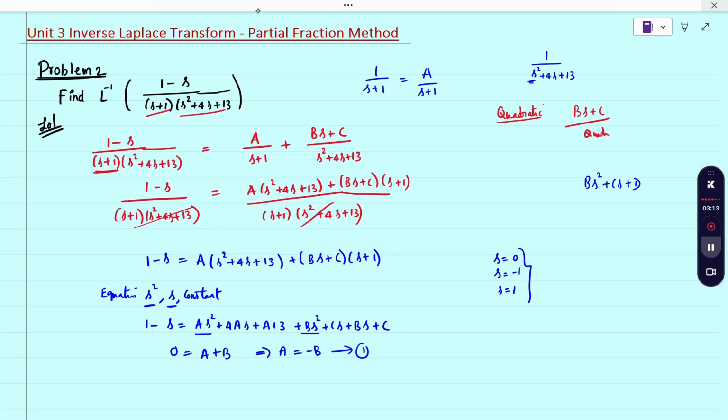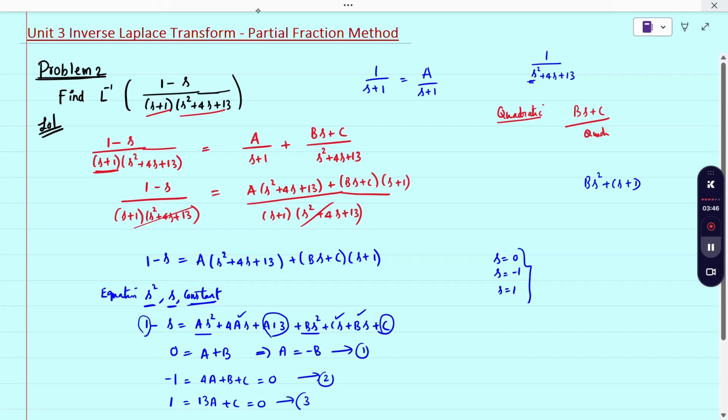Next, equating the coefficient of s: minus 1 equals 4a plus c plus b, so it is 4a plus b plus c equals minus 1. This is my second equation. The third equation will be from the constant. The constant on the left is 1, and on the right I have 13a and c, so 1 equals 13a plus c. This is our third equation. Solve all three equations and we will get a, b, c.